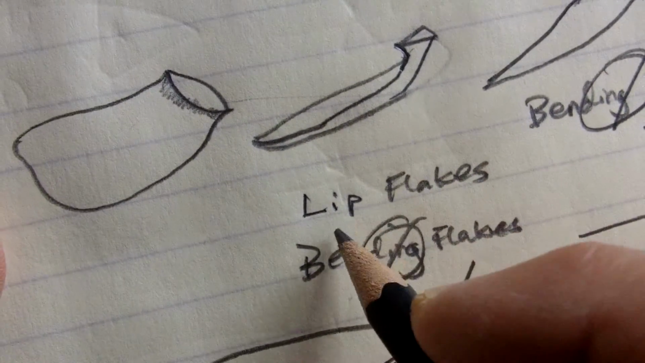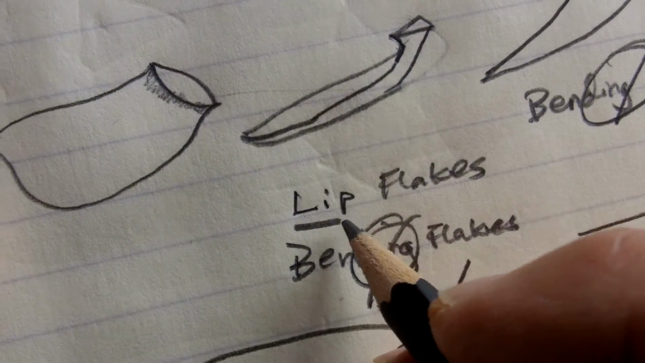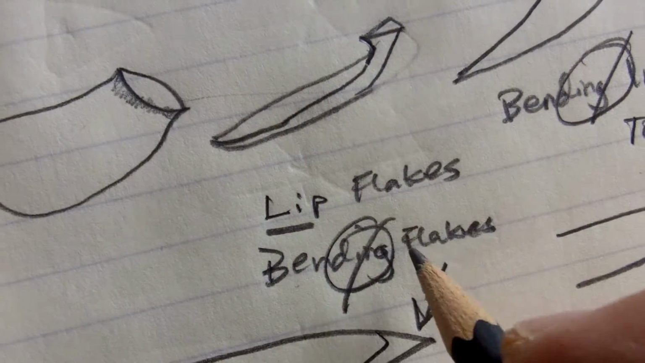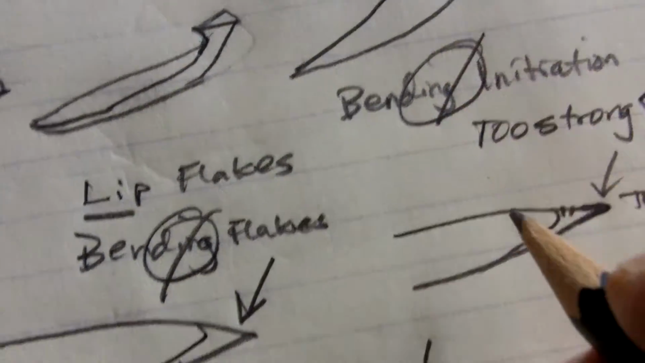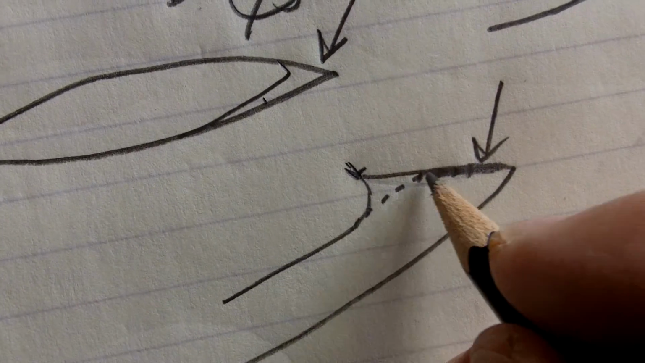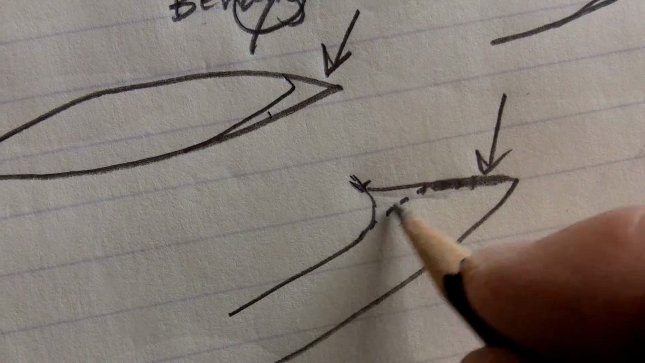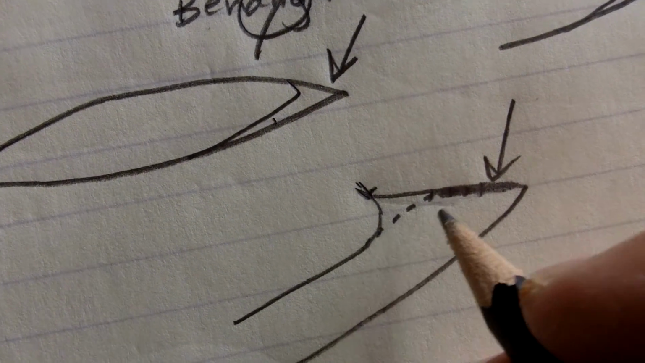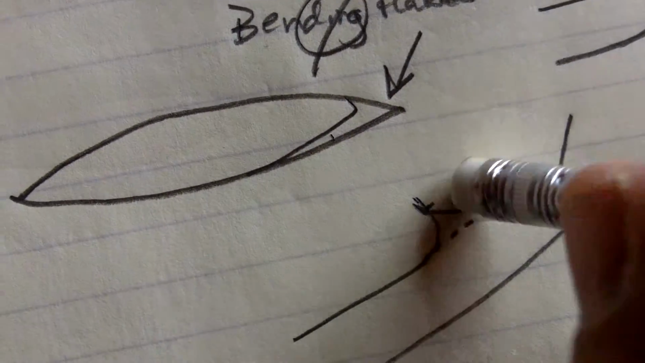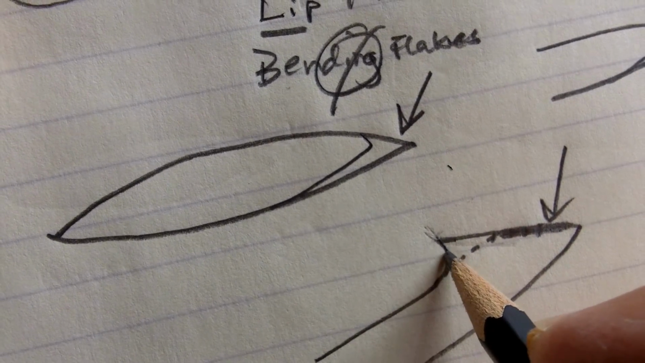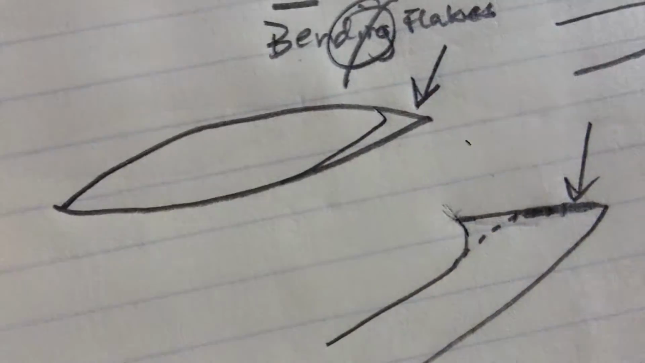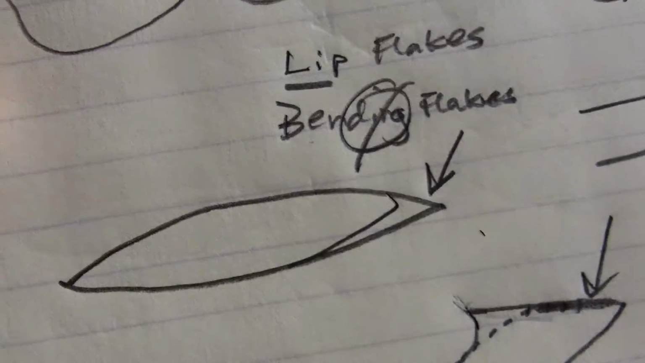This is probably the best explanation, in my view. These are lip flakes, and within that lip there is a little bulb of percussion, possibility for one, and there is the mass in there. It just didn't break that way. It broke in a different way and left a little lip. Okay, so that's it.